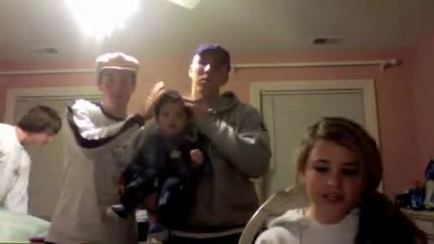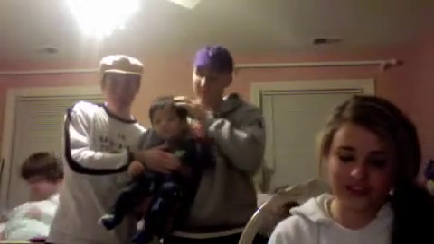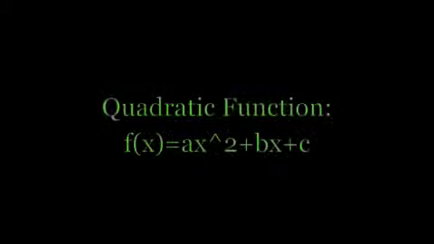This is 5.1 Introduction to Quadratic Functions. In order to find if something is a quadratic function, you have to show that f represents a quadratic function. And in order to show that a function is quadratic, you must find a, b, and c.